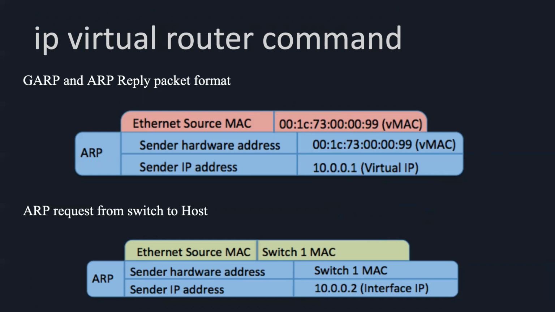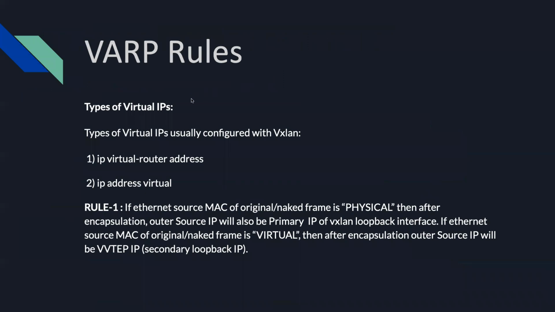Okay. So these are the rules, multiple rules which we already discussed. So one is, if the Ethernet source MAC address is physical, the outer source IP will be the VTAP IP of the VXLAN loopback address. And another is, if the Ethernet source MAC of the original frame is virtual, then the outer source IP will be the VTAP IP, right?